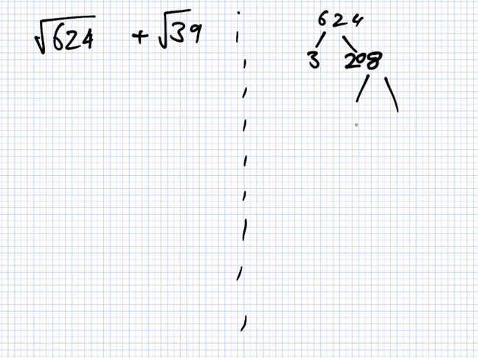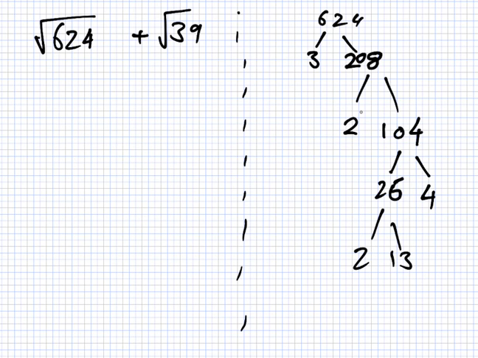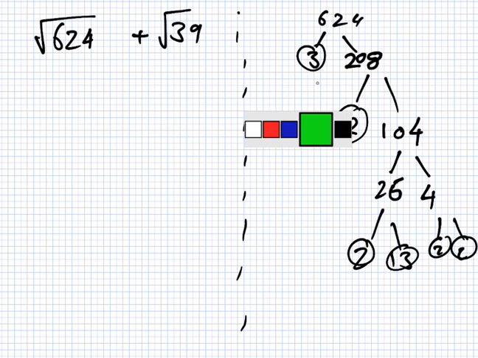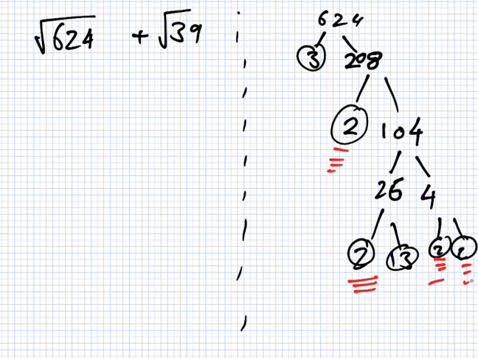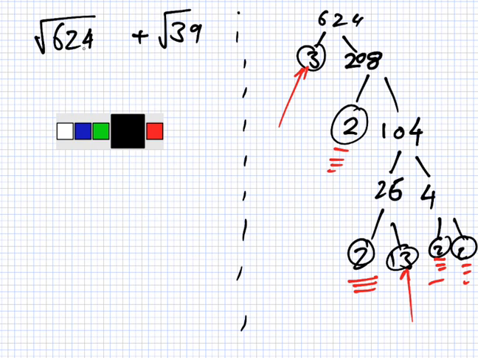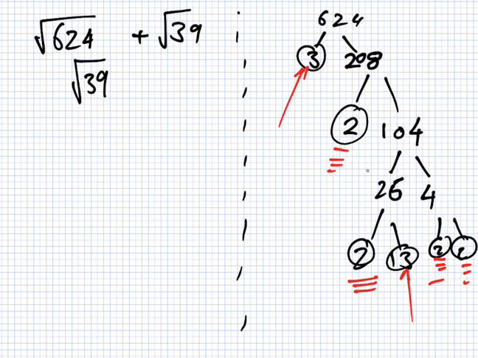208, 2 and then 104. Good, okay. 104 is 26 and 4. 26 is 2 and 13. And 4 is 2 times 2. So we have 2, 2, 2, 2, 13, and 3. Okay, so let's see what pairs we have. We have a 2 and a 2, and we have another 2 and another 2. And then we have just one 3 here, and just one 13 here. So this will be root 39, and then there will be 2 and 2, so 4 root 39.